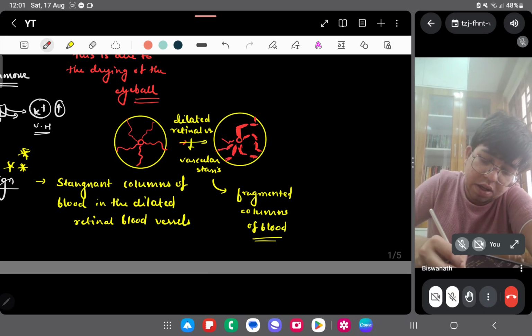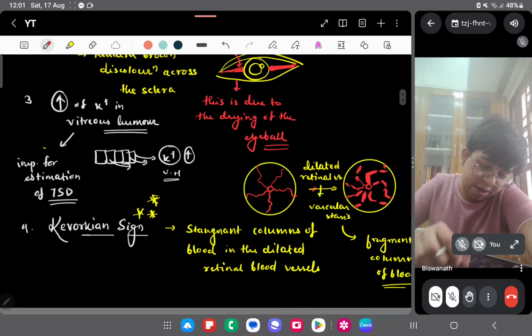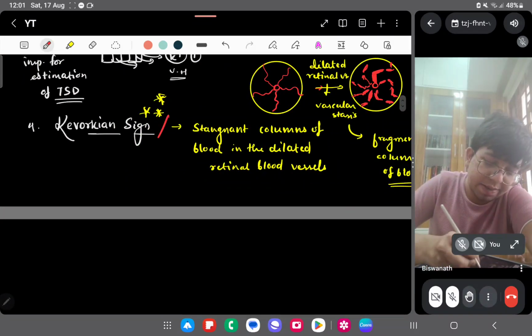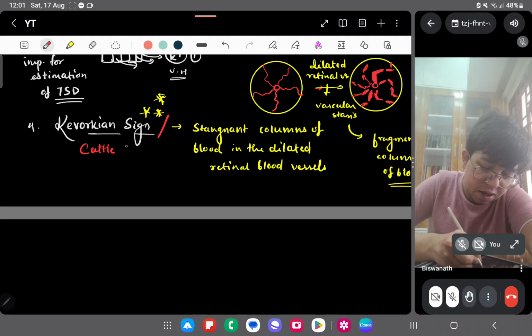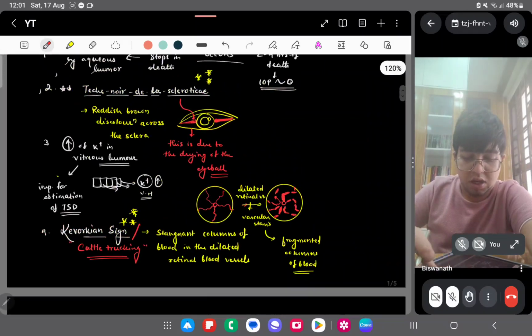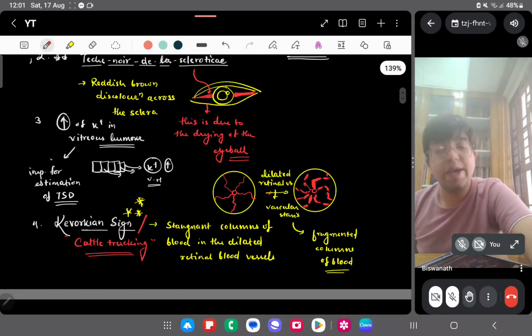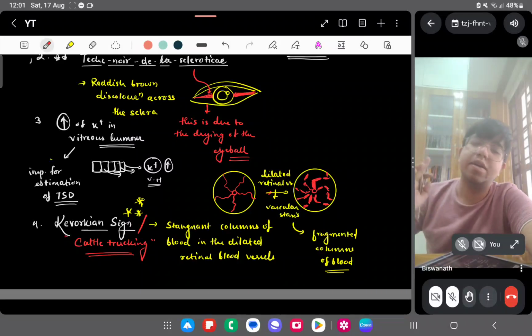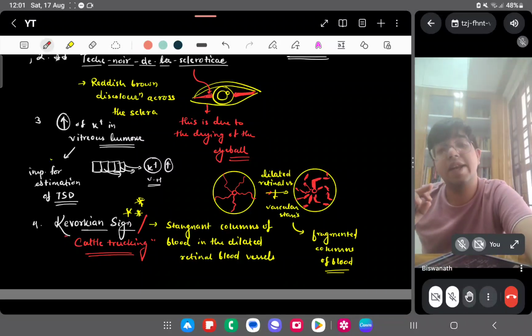This is also known as cattle trucking. This Kevorkian sign sometimes is referred to as cattle trucking. Understood? So that was about the changes which are occurring in the eye.